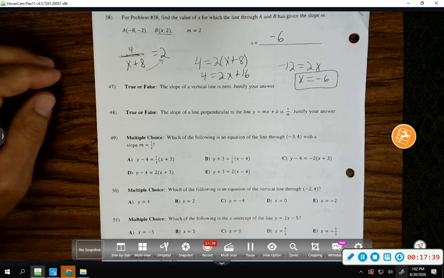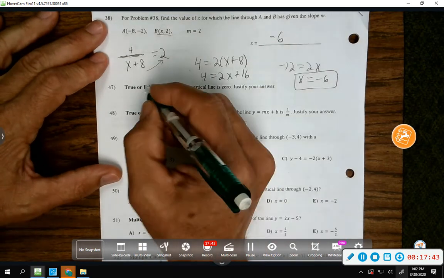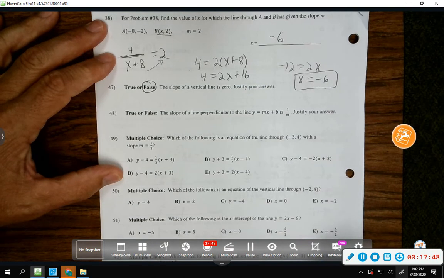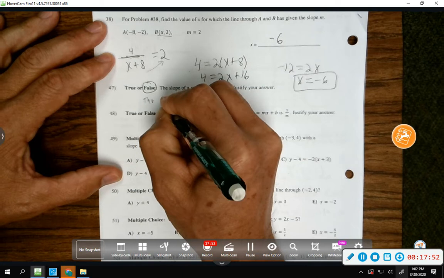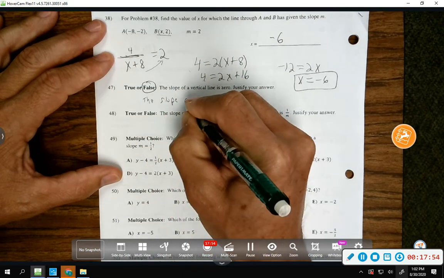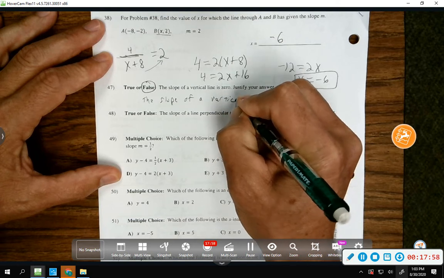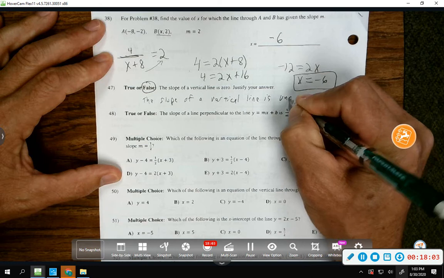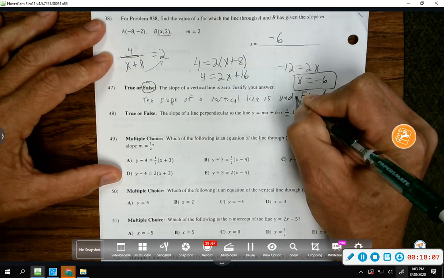So the slope of a vertical line is 0. That would be false. The slope of a vertical line is undefined. And that's what you'd say. The slope of a vertical line is undefined. Okay.